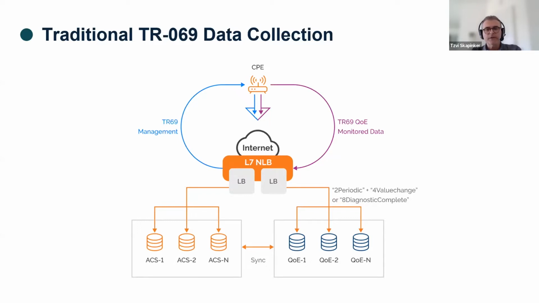So with this network distributed architecture, the service provider achieves the goal of maintaining the separation between the management and provisioning interface and the monitored interface. But there are challenges as well. The challenges are that there is a cost for this. We need to maintain a network, a layer 7 application, a load balancer in order to route the traffic accordingly.